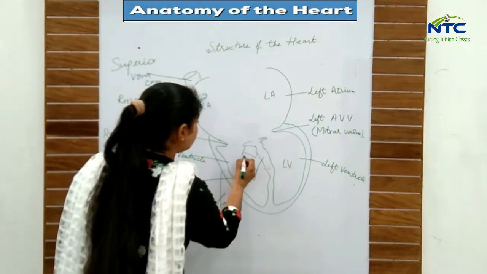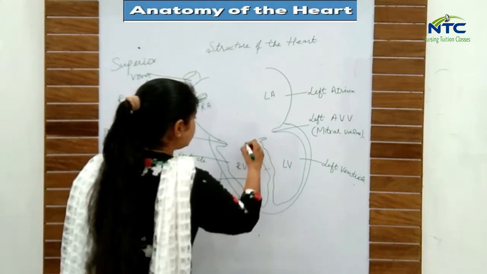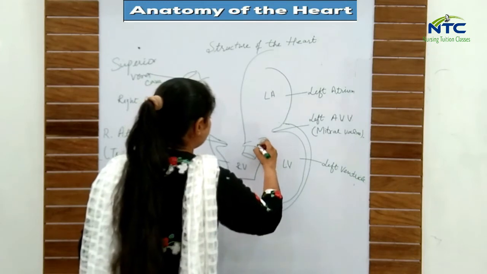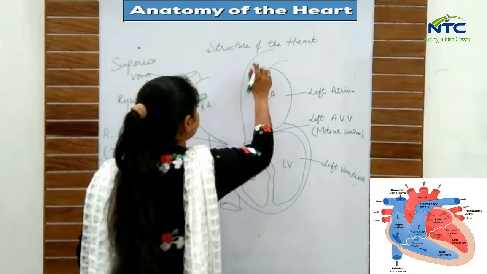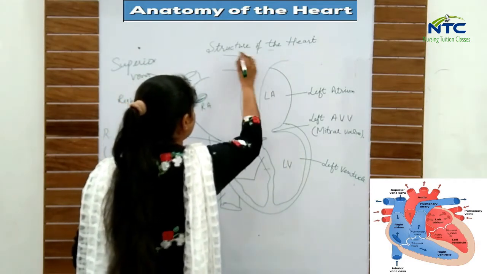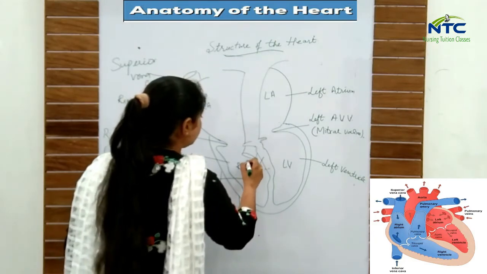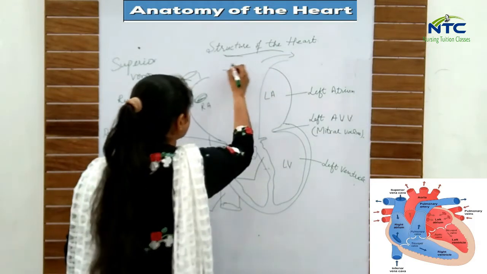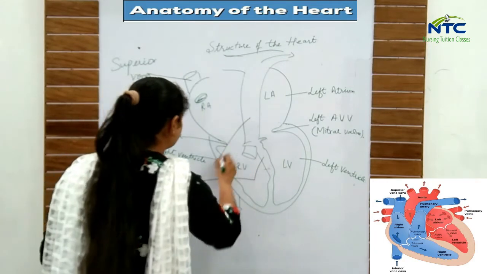Then one more thing: from the right ventricle, the pulmonary artery originates, which takes deoxygenated blood towards the lungs. This is called the pulmonary artery.